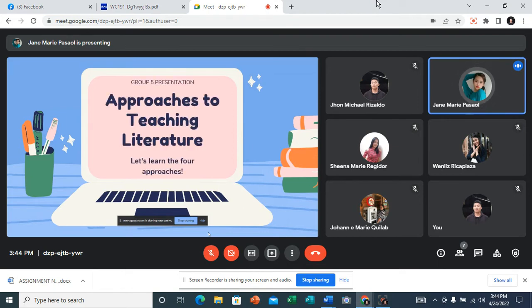For today, we are going to discuss the approaches to teaching literature. As future teachers, we should master these approaches to promote more meaningful learning, right? Now, let's learn the four approaches.